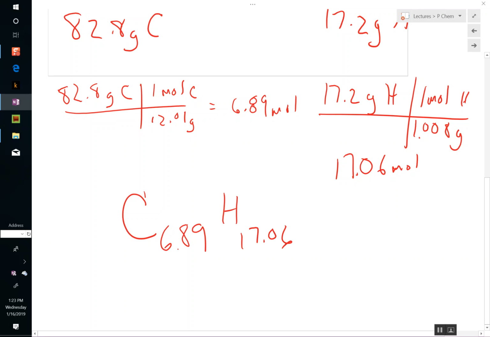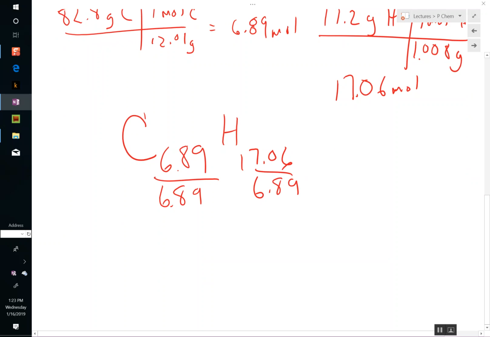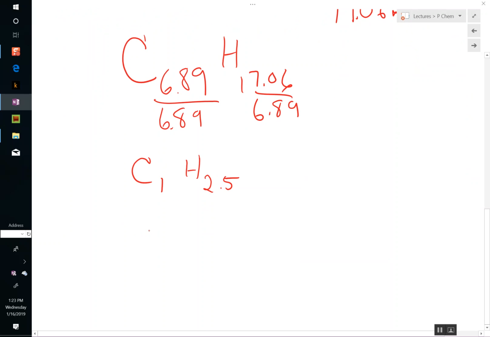So now, how do you get that to integers? Divide by the smallest. And what do you get when you divide this by that? You get, well, carbon's 2.5 and hydrogen would be 1. No, other way around, sorry. 2.5. Okay, so then where does that get you to? Multiplying by 2? Yeah. So C2H5. And that's your empirical formula.